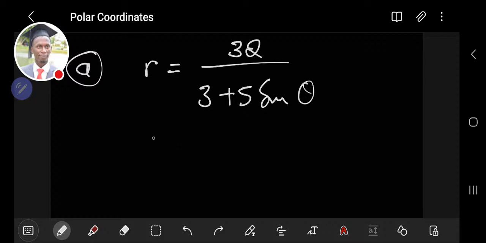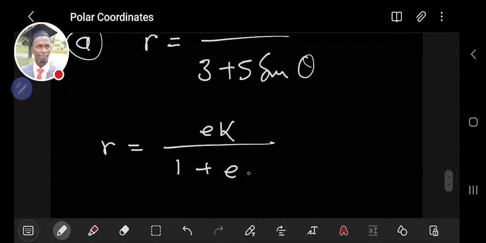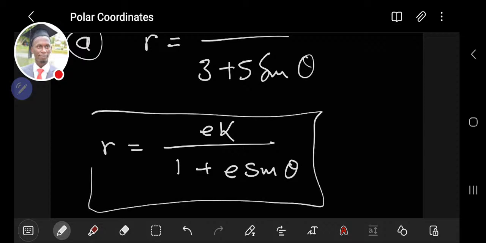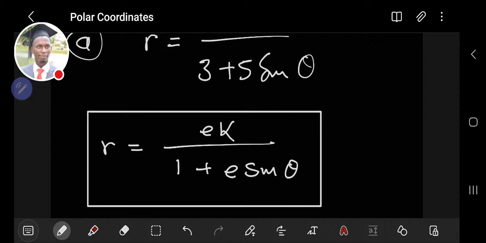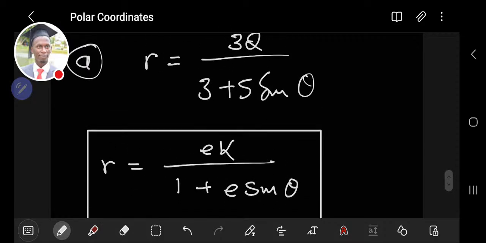To identify the shape, we compare it. The one that is positive and with a sine looks like this. It's going to have EK on top, and it's going to be over 1 plus E here, and then sine theta. If I compare this expression to the one that is given, you quickly notice a few similarities. First of all, they all have sine, but the key difference is that in the standard format, this must be a 1. But when you look at this, this is not a 1.